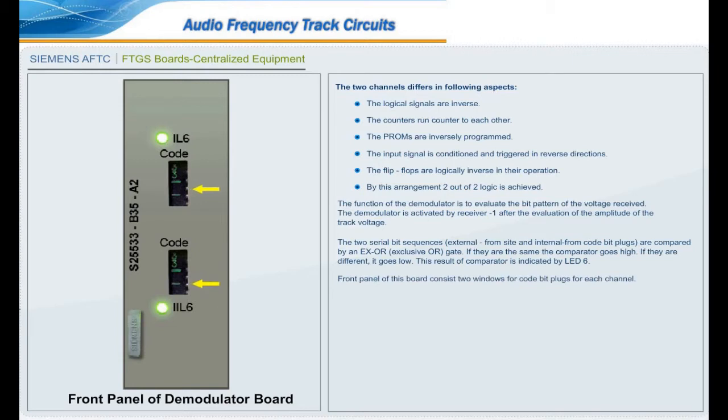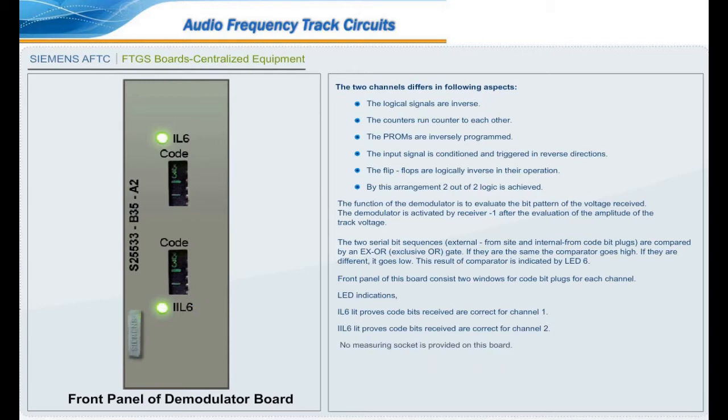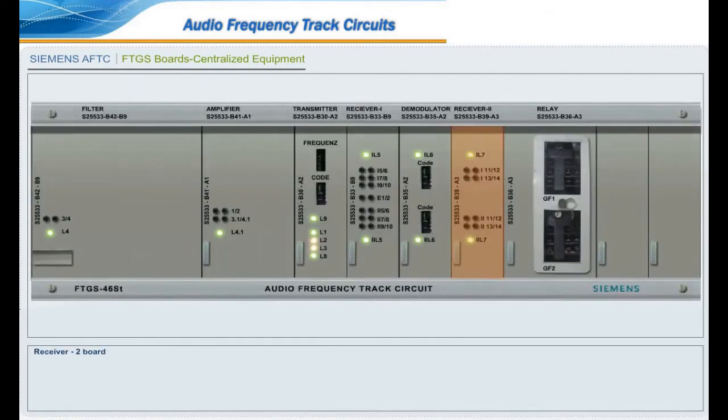Front panel of this board consists of 2 windows for code bit plugs for each channel. LED indications: L6 lit on channel 1 proves code bits received are correct for channel 1. L6 lit on channel 2 proves code bits received are correct for channel 2. No measuring socket is provided on this board.